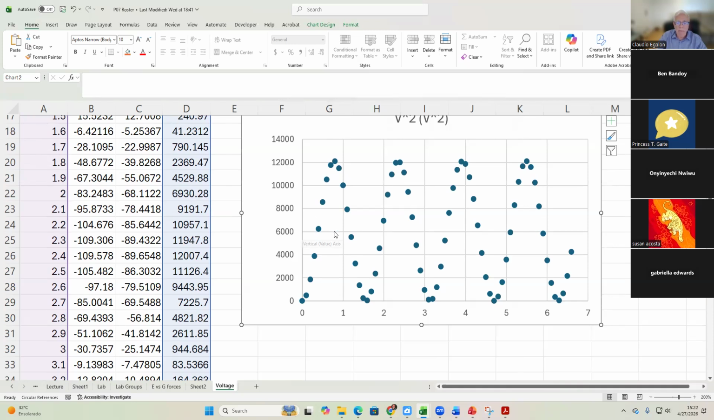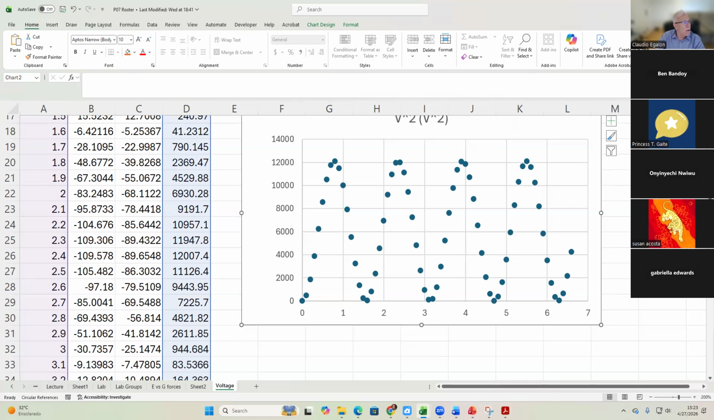Note, see that the average is going to be right in here, half of the peak of the square of the function. Okay? That's how we visualize it. Half of the maximum value is going to be the average of the square of this function.